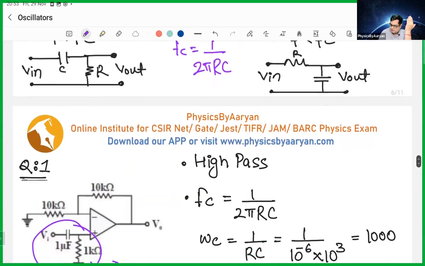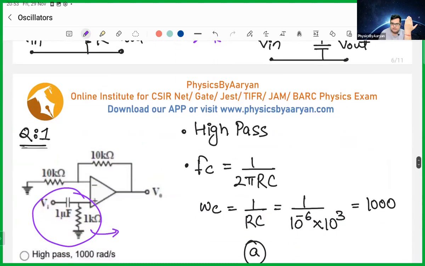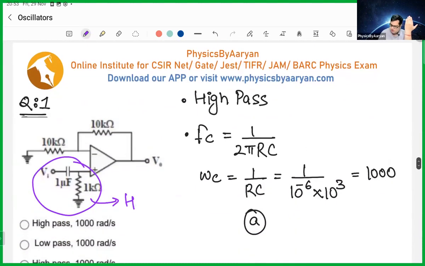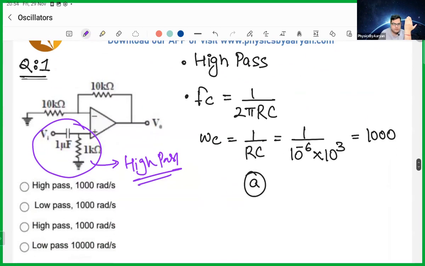You can look at the circuits. Which one is it? First category, second category. It's a high pass, obviously. Okay, so it's a high pass. And then what is the cutoff frequency?